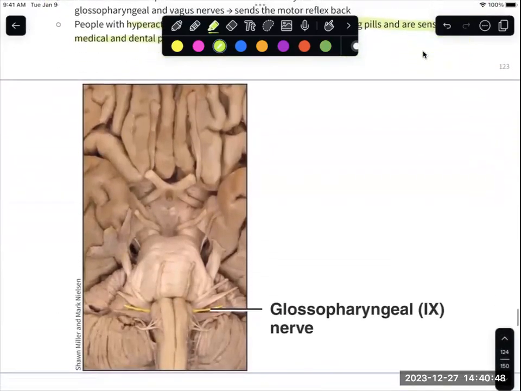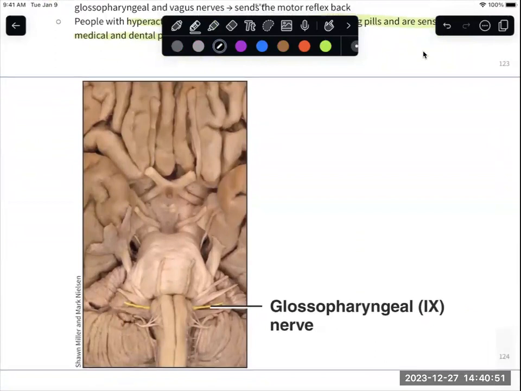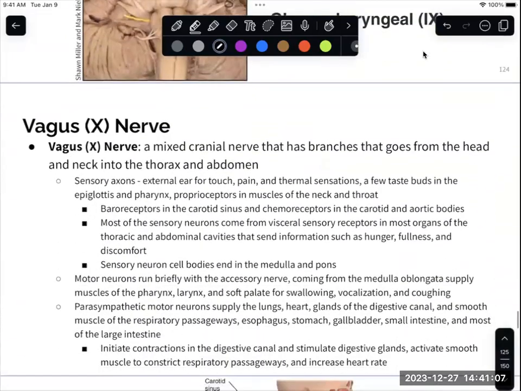So there's that glossopharyngeal nerve. And if we go down, 1, 2, 3, 4, 5, 6, 7, 8, 9. So you can see how it's just traveling down the brain. Vagus nerve.